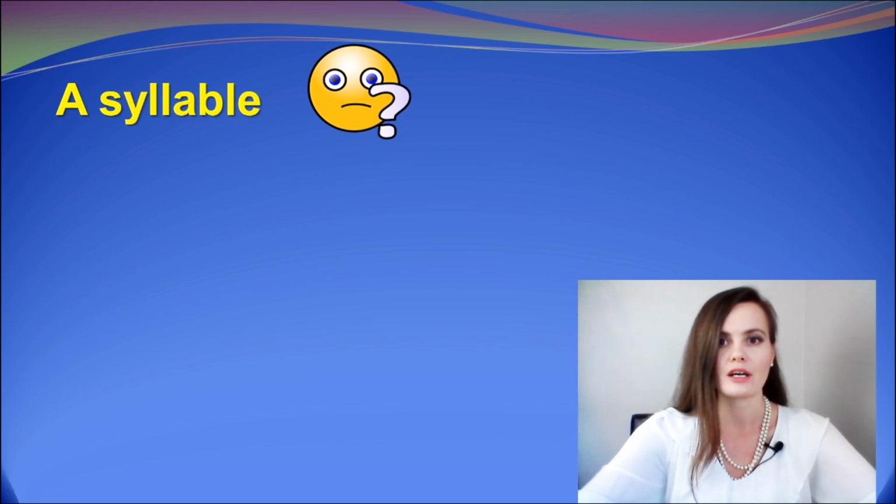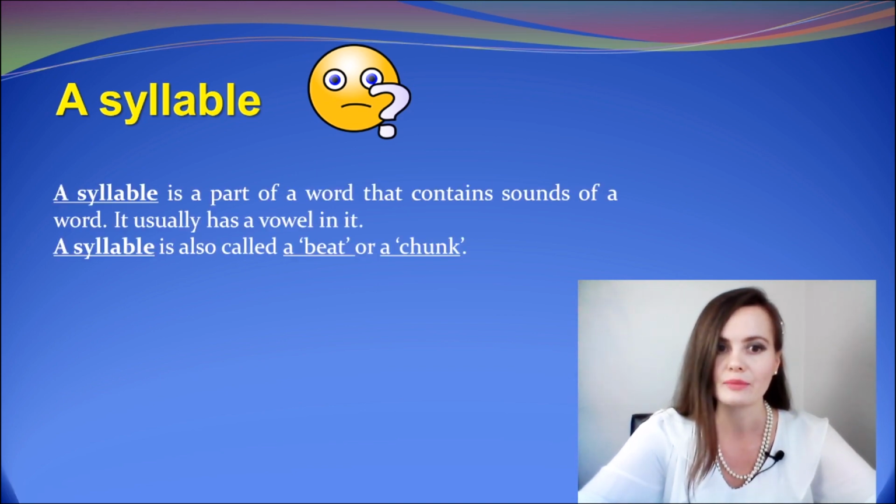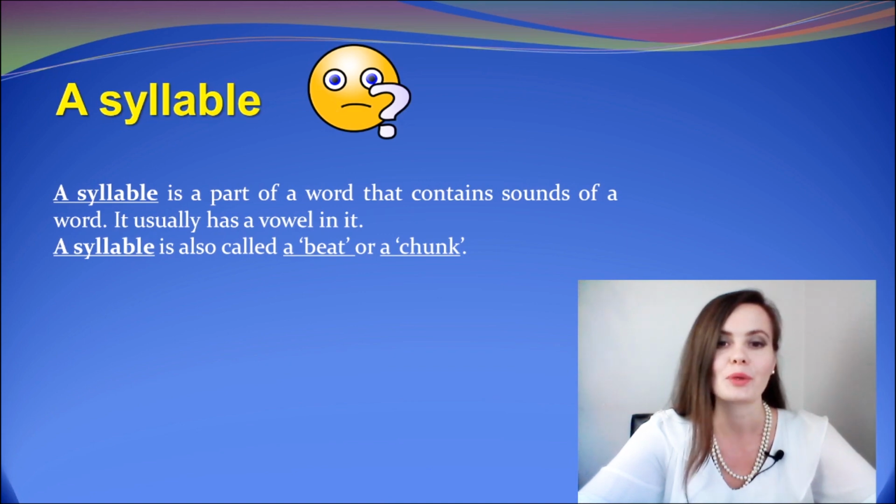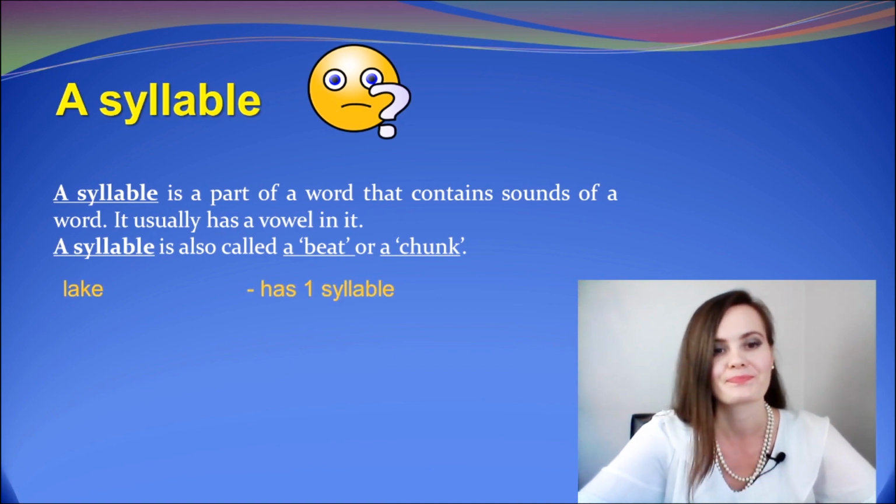But you can ask me, what is a syllable? A syllable is a part of a word that contains sounds of a word. It usually has a vowel in it. A syllable is also called a beat or a chunk. If it's easier for you, you can call it a chunk or a beat.